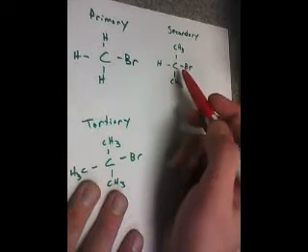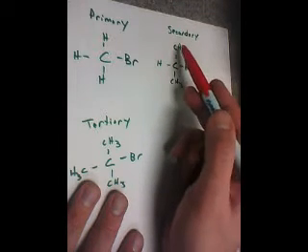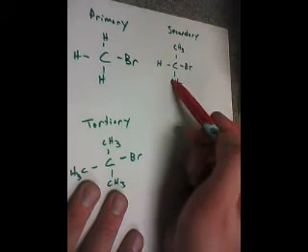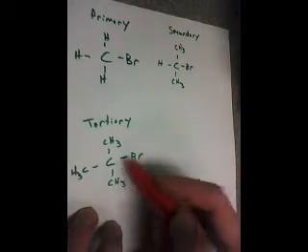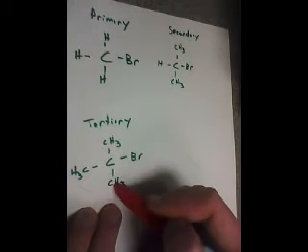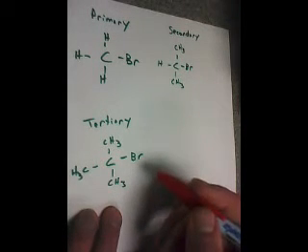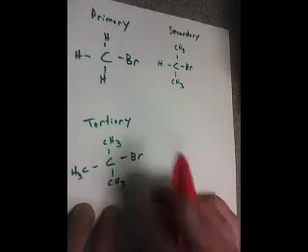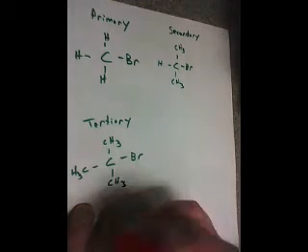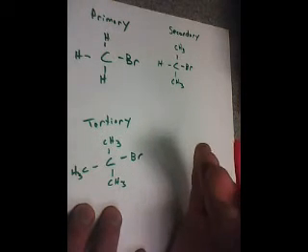This molecule is considered secondary here because this carbon is attached directly to two other carbon atoms. And tertiary is where the carbon that the halogen is attached to has three other carbons. So that's the difference between primary, secondary, and tertiary. When we're looking at this, mainly what we're going to decide is what type of mechanism is going to happen if this is going to undergo some sort of substitution reaction, either SN1 or SN2.